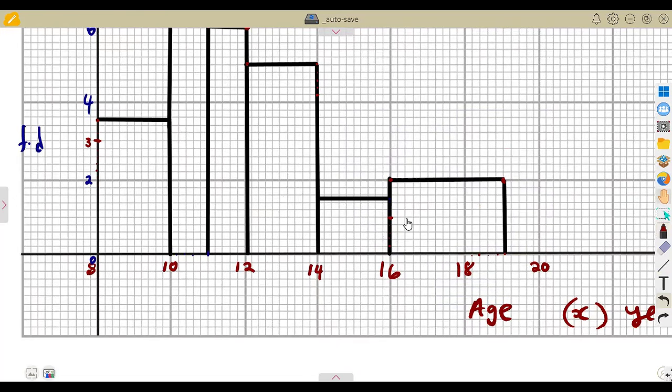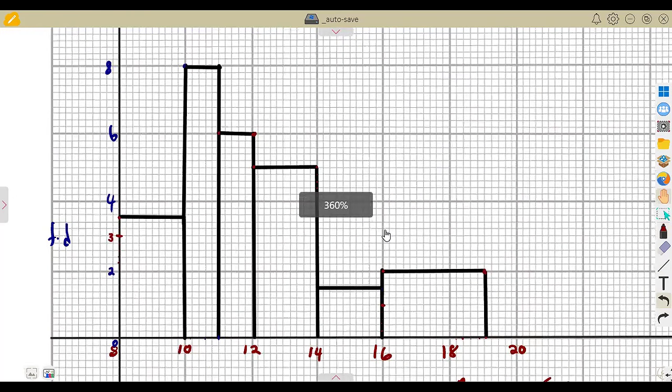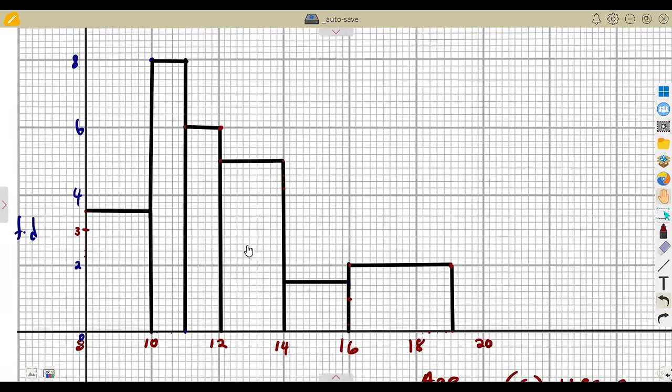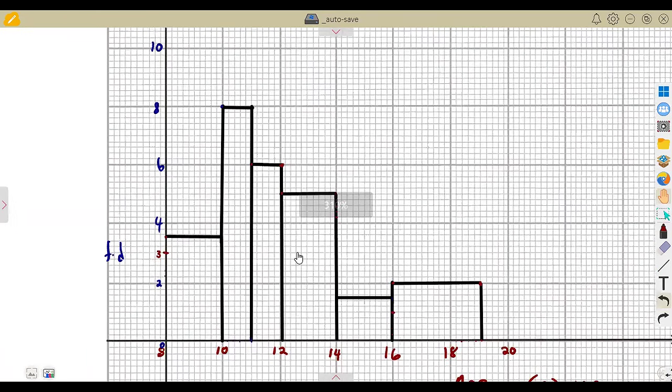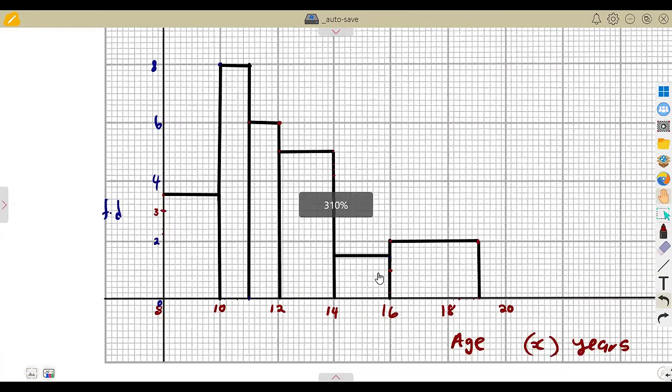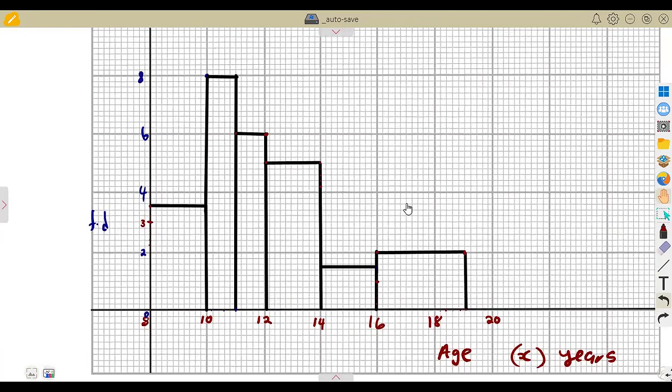So you are going to obtain the histogram of this nature. You use a ruler when you are joining this part. Using a ruler here would take us a lot of time, but you're supposed to use the ruler in these constructions. So this is the part of the graph. It was a separate part on its own.